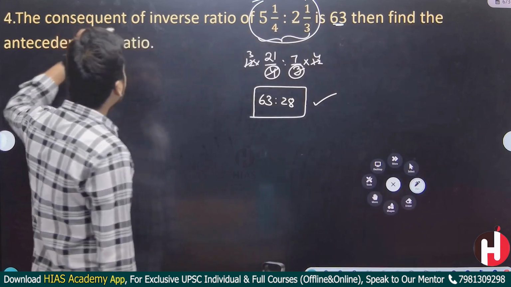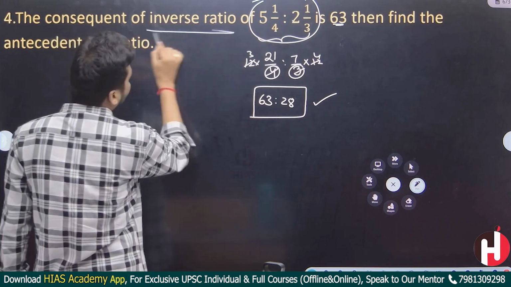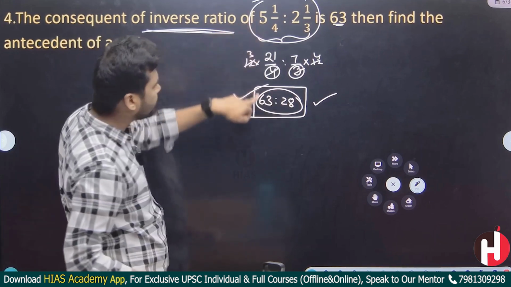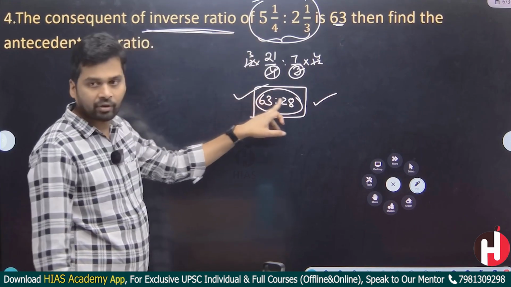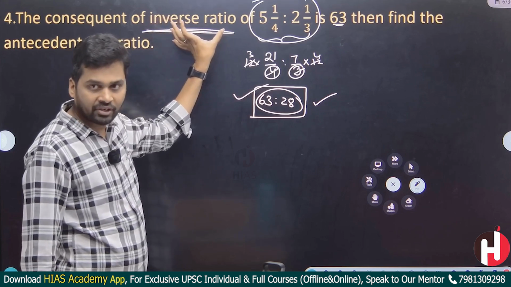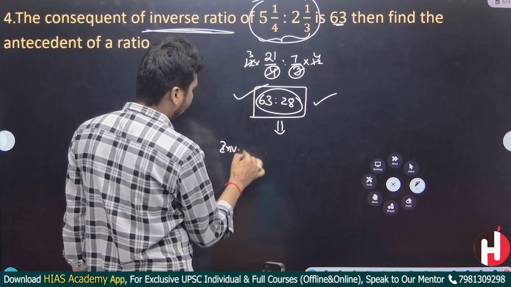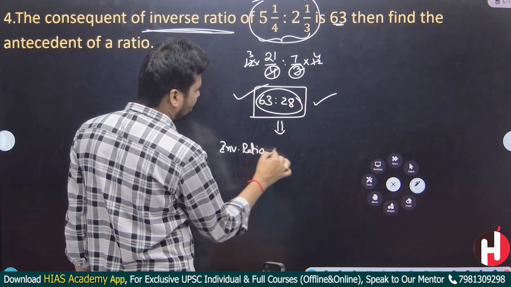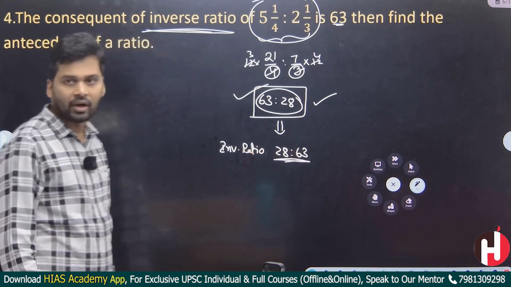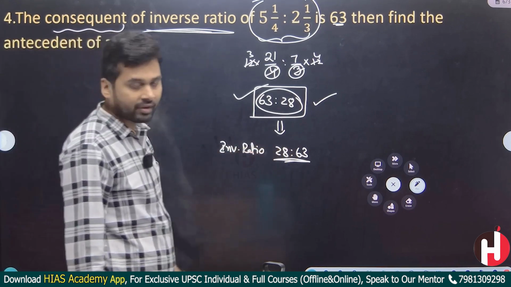Next, see the consequent of the inverse ratio of this one. This is the simplified ratio of 5 and 1 by 4 is to 2 and 1 by 3, 63 is to 28. For this, what is the inverse ratio? The inverse ratio is 28 is to 63. It is given that the consequent of this inverse ratio is given.